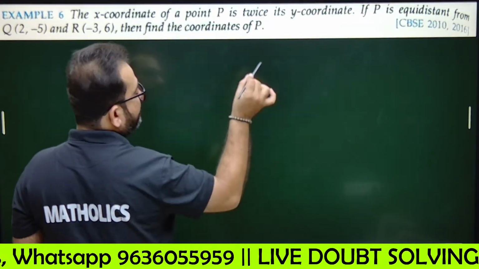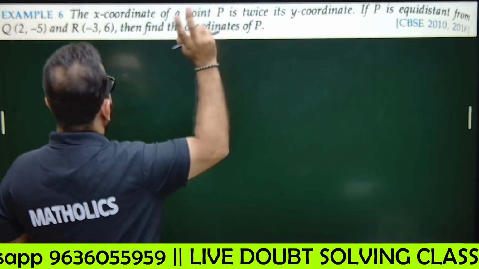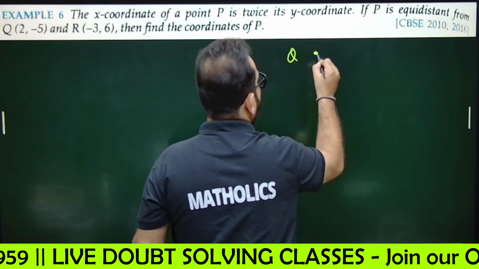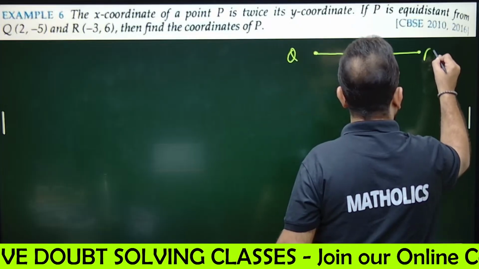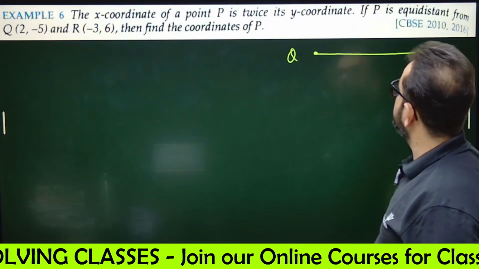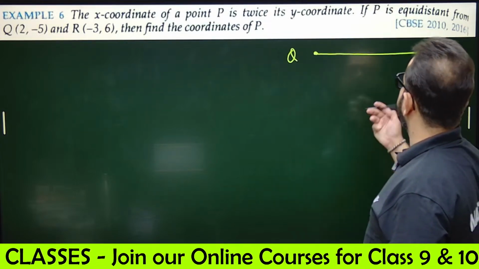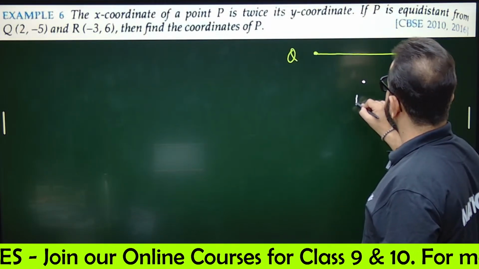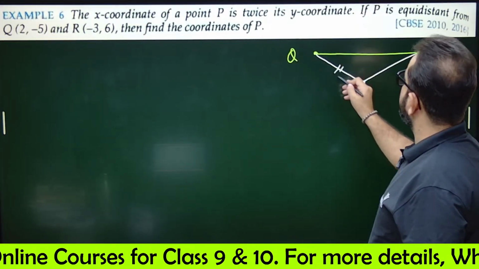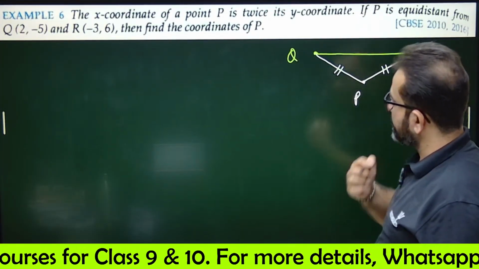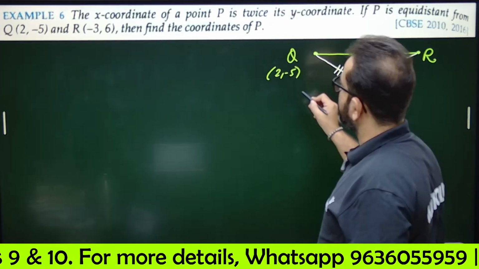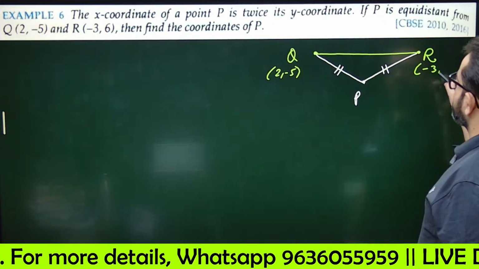Okay. If P is equidistant from two points Q and R, that means if this is the point Q and this is the point R, there is a point P which is equidistant from both of these. That means, let's say this is the point P. You join PR and QP, it's going to be equal. This is being said. And coordinates of Q are 2, minus 5. Coordinates of R will be minus 3, 6.